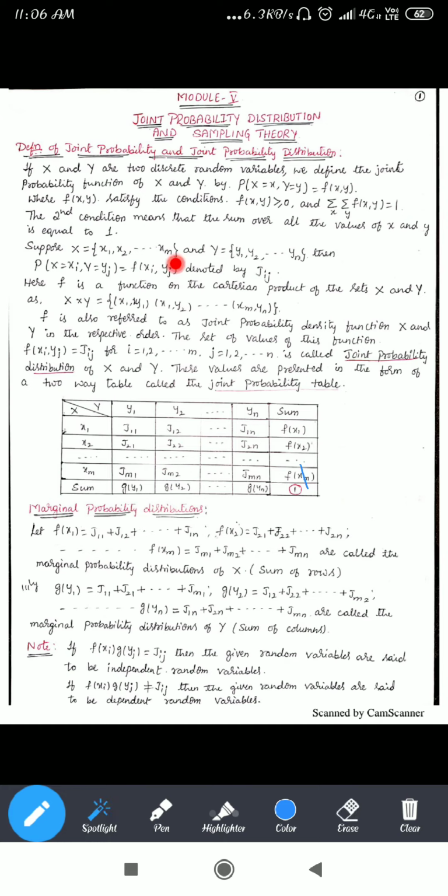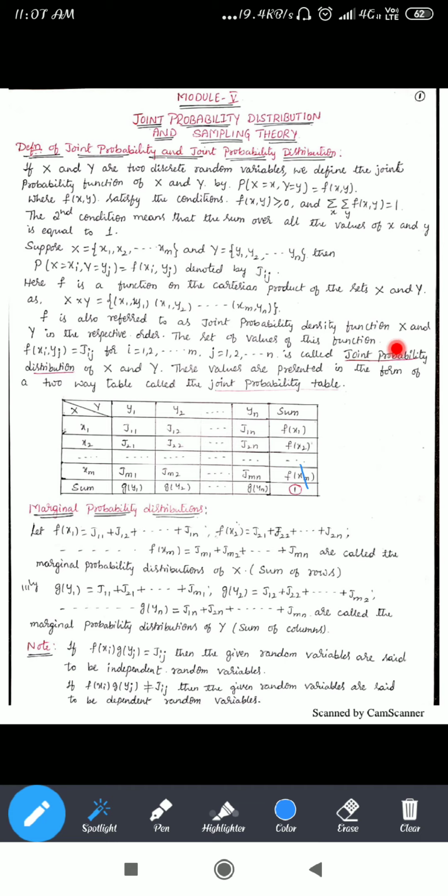Next we have, suppose x is equal to some value and y is equal to some value. So p of xy will be the joint probability function, denoted by J of ij. I will let you know how it came. And then this is a Cartesian form. Then f also refers to joint probability density function. And a set of values is given. So the main thing is joint probability distribution.